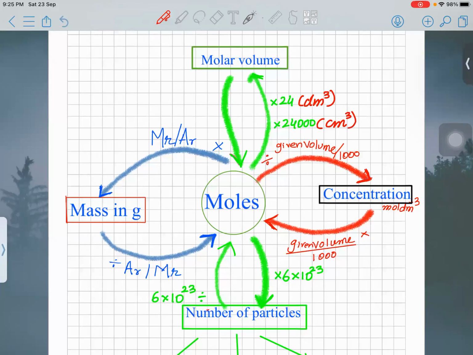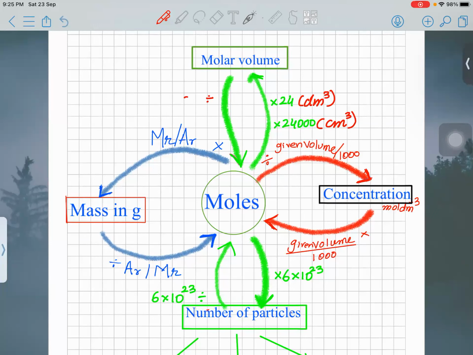So what is D meaning? Decimeter. dm cube means decimeter cube. Decimeter cube means liter. So decimeter cube and liter are the same thing. Similarly, cm cube and milliliter are the same thing.